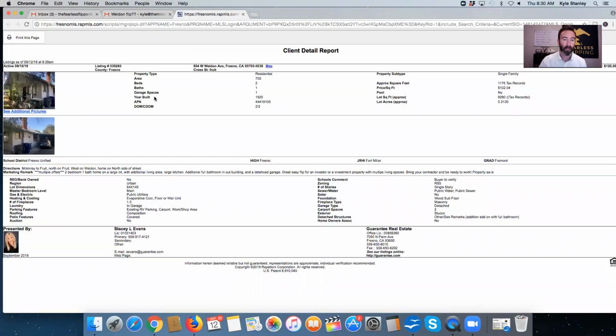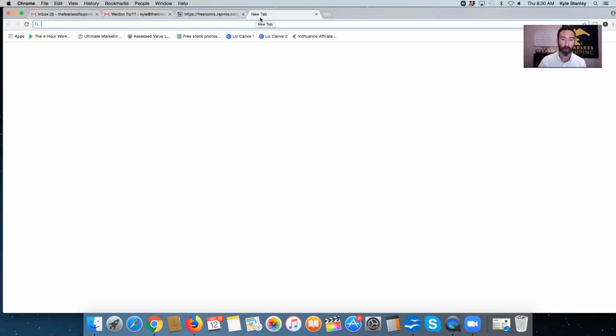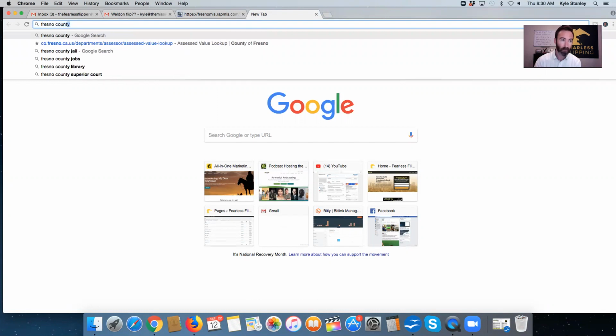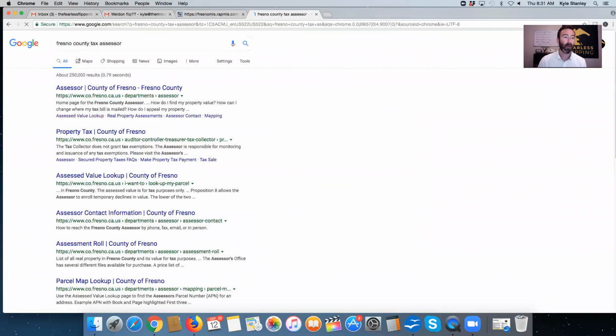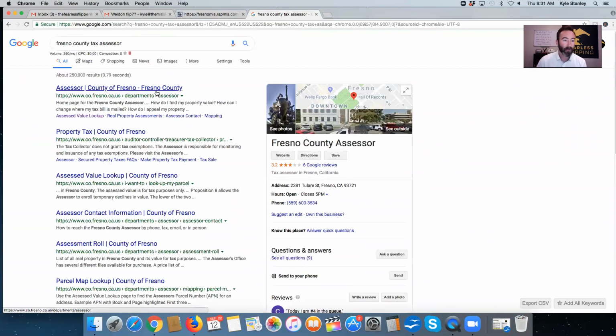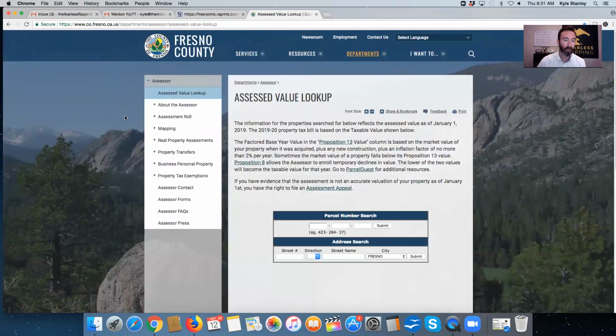So the first thing I'm looking at is the information here, and I'm going to match it up and make sure that it actually correlates with what they say it is with the county record. So I'm going to open up a new tab here, and I'm in Fresno. So I'm going to go Fresno County Tax Assessor. Okay. After I've clicked on that, I'm going to the assessed value lookup. And all I've got to do here is put in the street, the direction, and the street name. So let's go back to that.